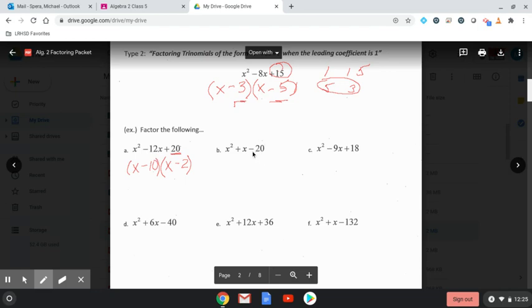Look at the next problem. The next problem we have 20. So we're again thinking of the same factors: 10 and 2, 5 and 4, 20 and 1. Only one set of those could somehow give us a positive 1. The factors of 5 and 4 can make that work. So again, in our set of parentheses, we'll put x and 5. We'll put x and 4.